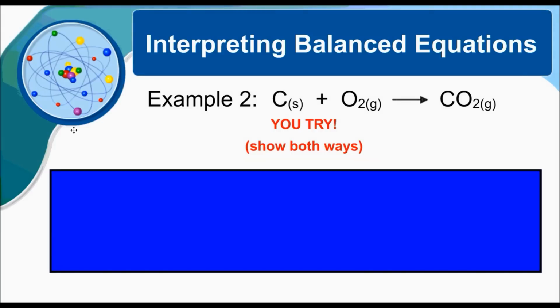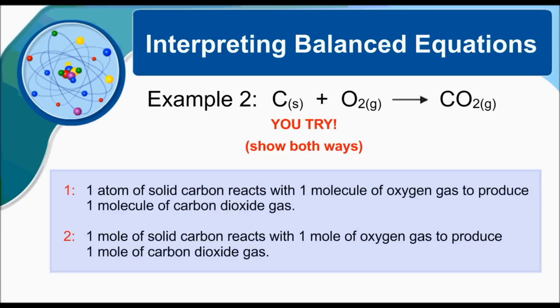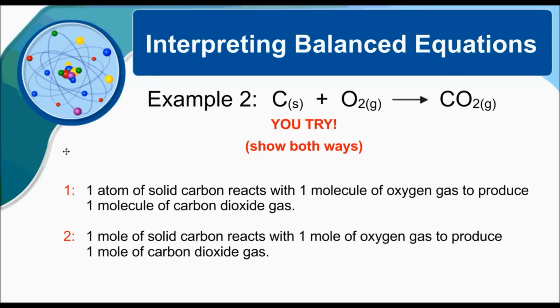For example 2, I want you to try this one on your own. So please pause the video, and once you unpause, I will give you the answer. All right, welcome back. So the answer for example 2 is 1 atom of solid carbon reacts with 1 molecule of oxygen gas to produce 1 molecule of carbon dioxide gas. Or you can write it in mole form. 1 mole of solid carbon reacts with 1 mole of oxygen gas to produce 1 mole of carbon dioxide gas.